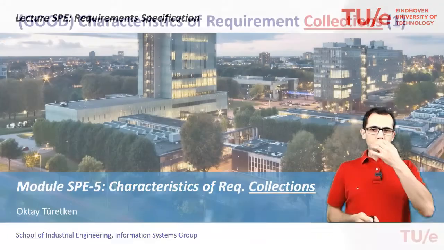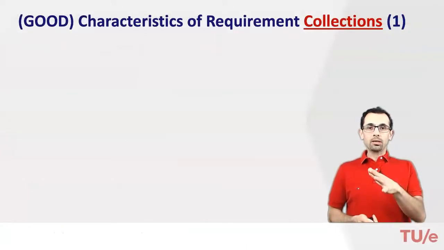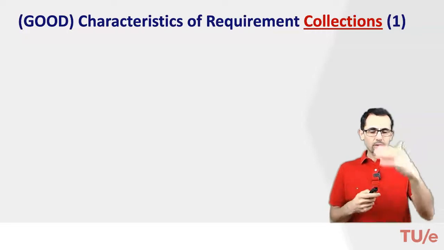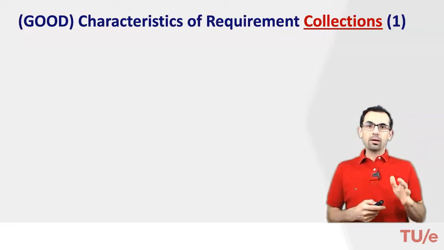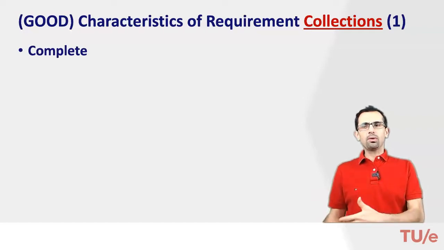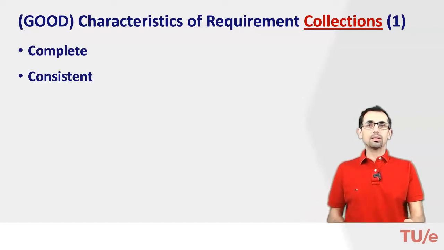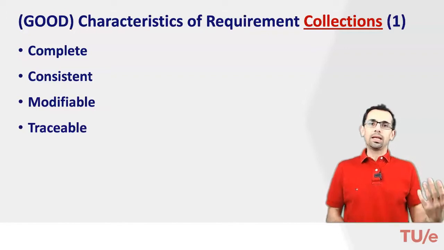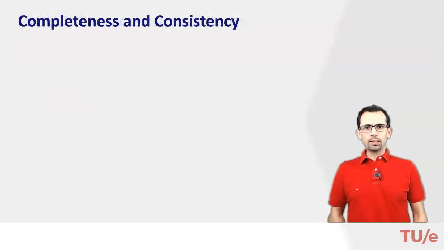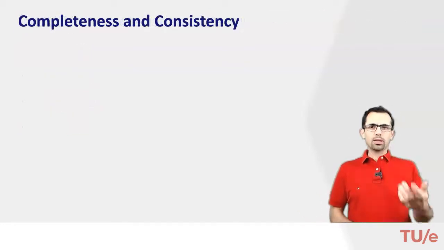Okay, let's start. Now you might remember also that we discussed characteristics. There were 7 characteristics. You have some sort of a list for the good characteristics of the requirements as well, like completeness, like consistency, like modifiability, and finally traceability. Now we have 4 here. Let's start with the completeness and consistency.